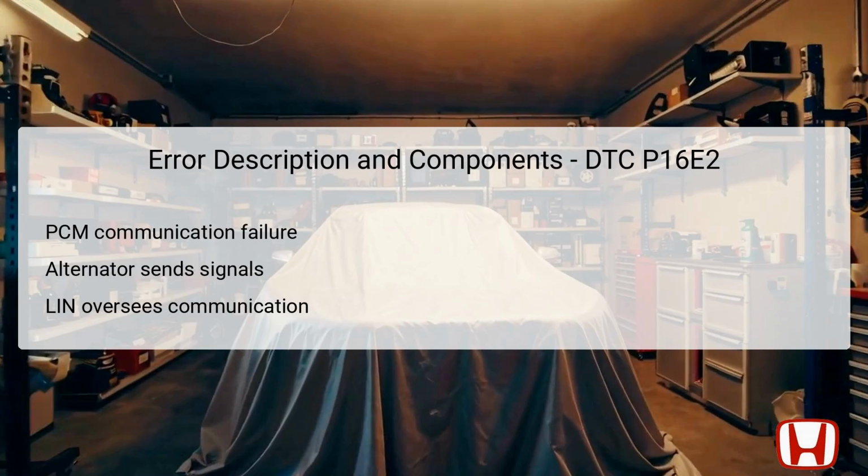The involved components are the PCM, which is usually located within the vehicle's cabin, and the alternator, which is situated at the front of the engine bay. The LIN circuit itself is connected to the alternator and the 12-volt battery sensor, which enhances communication efficiency. Understanding each component's placement and role is crucial for effective troubleshooting. Miscommunication can potentially lead to suboptimal charging of the battery and impaired electrical system performance.